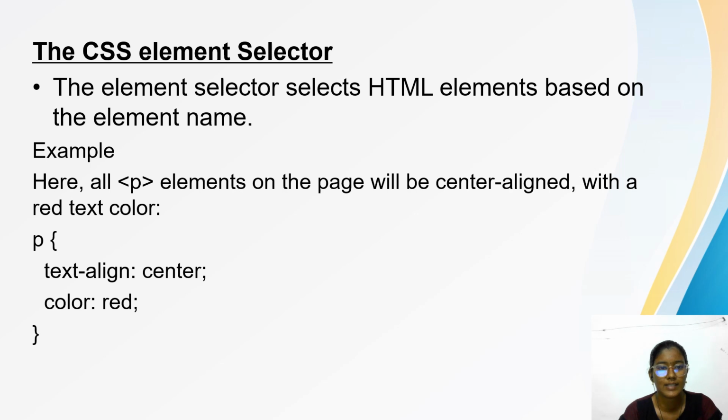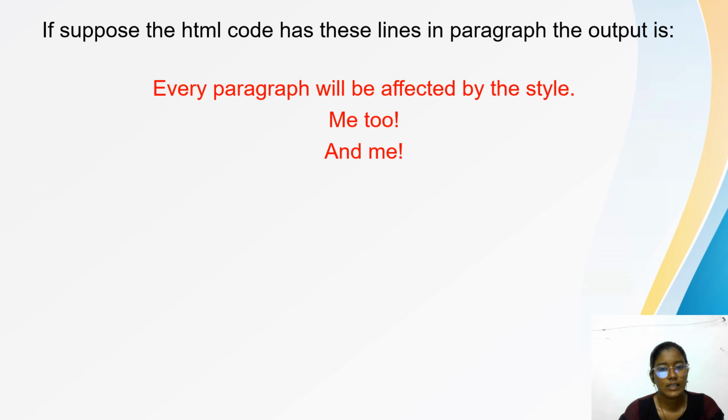The CSS element selector. The element selector selects HTML elements based on the element name. For example, we have taken a paragraph and we are aligning the text in the center position, and the text color is red. If the HTML code has 3 lines in the paragraph, the output is that every paragraph will be affected by the style. Here the total paragraph is in red color and aligned in the center position.